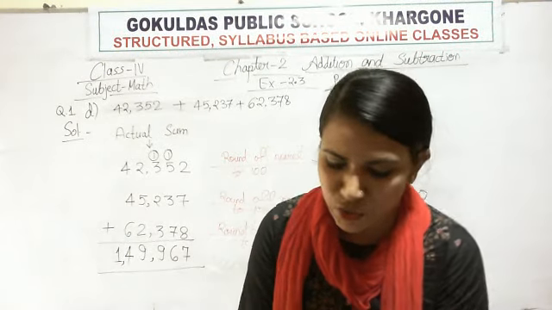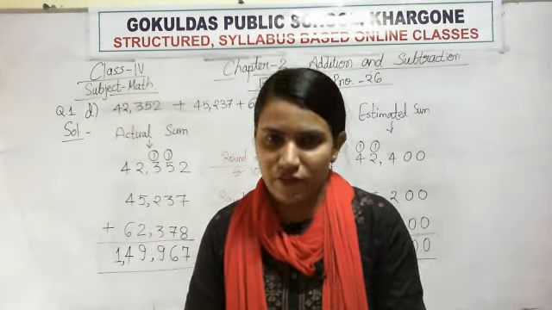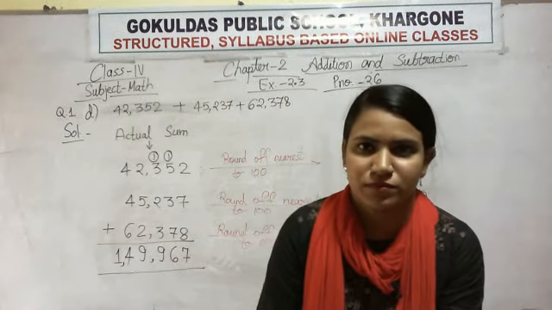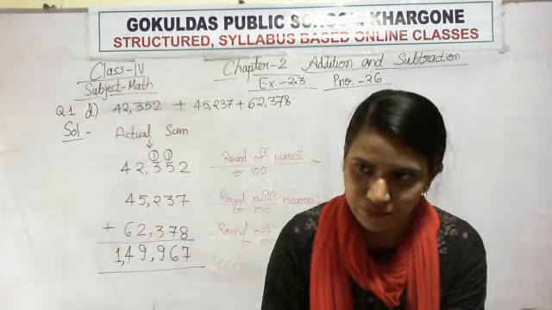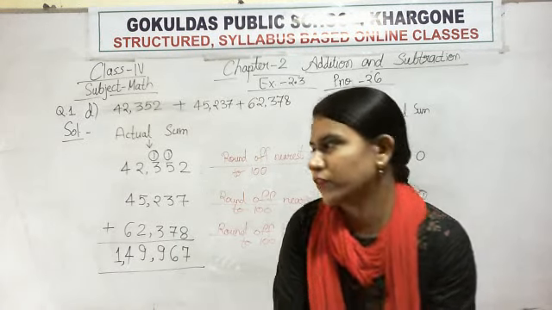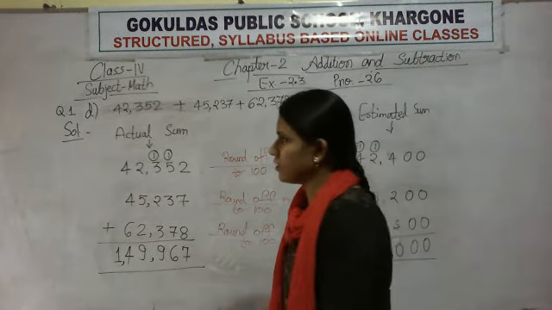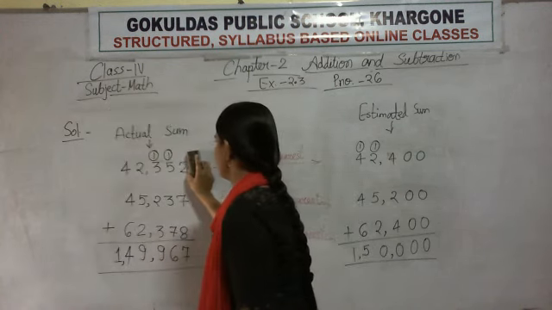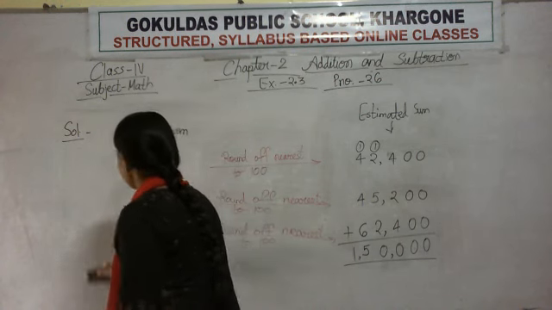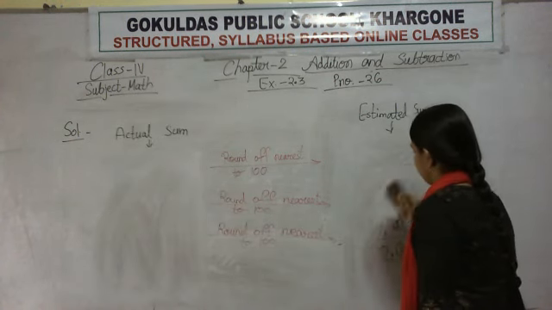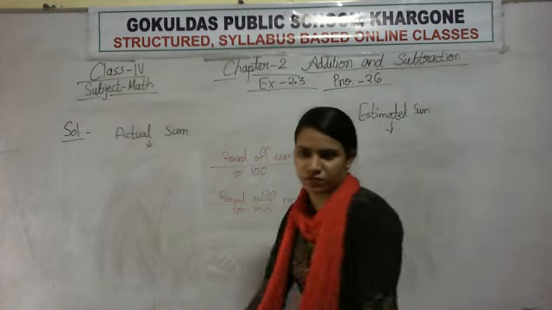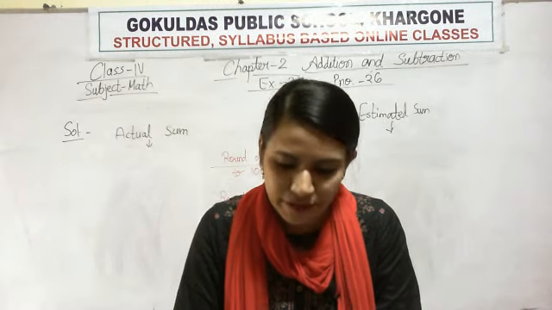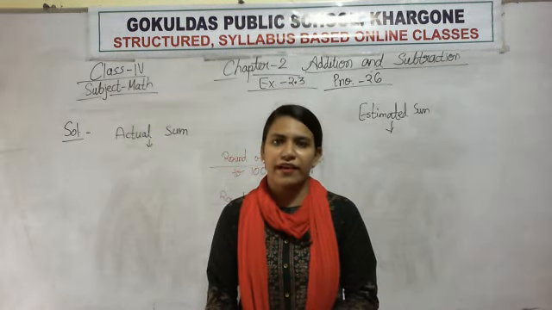Okay, question number 1 is over here. Part B and part C you have to do by yourself. Now question 2. Read the question. Estimate the sum of the following by rounding off the numbers to the nearest 1000.